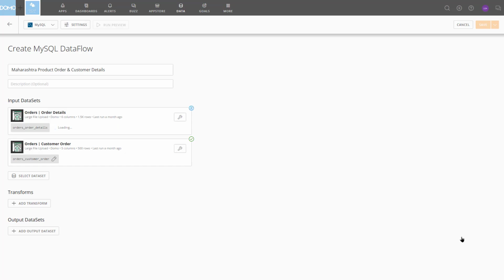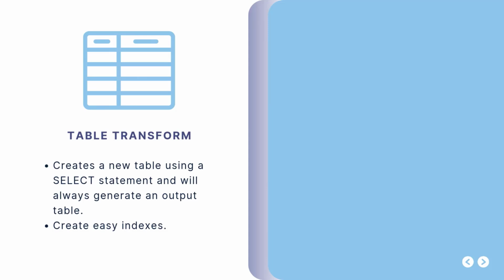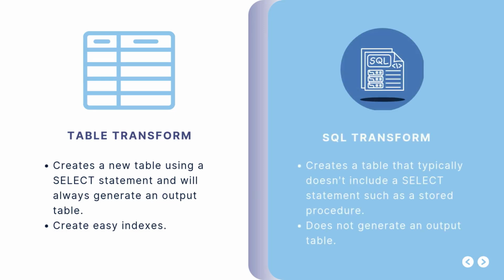After adding our inputs, we can now apply the transformations. Click Add Transform. We have two options here to create a table or SQL transform. A table transform creates a new table using a select statement and will always generate an output table. Due to an output table being generated, you can create easy indexes based on these tables. A SQL transform creates a table that typically doesn't include a select statement such as a stored procedure. This type of transform does not generate an output table.